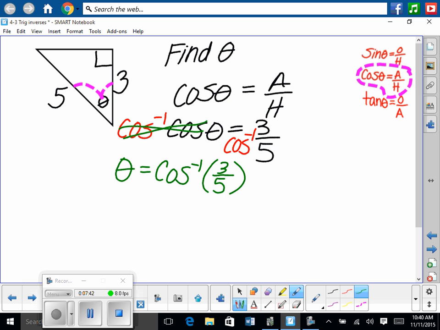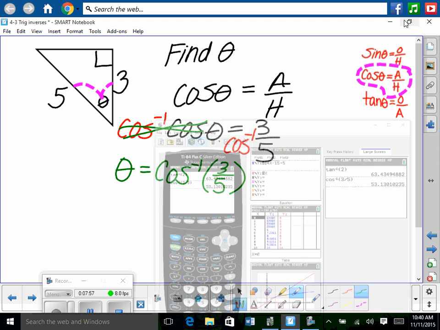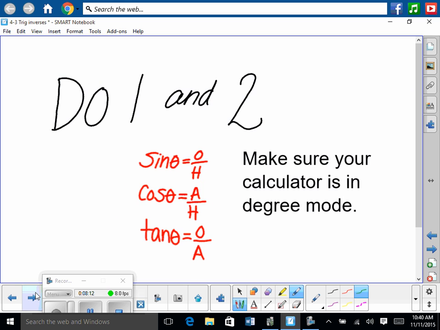So take your calculator, type it in. Cosine inverse, second cosine of 3 divided by 5. 53.1. Very good. 53.1 degrees. Theta is equal to 53.1 degrees. Any questions on how to do those? On this, we're going to have to solve for the next angle too. And we can do that after that, you just subtract from 180 degrees, right? Yep. Okay, so do problems 1 and 2. Ready, set, go. And I'm only going to give you a couple seconds and then I'm moving on.